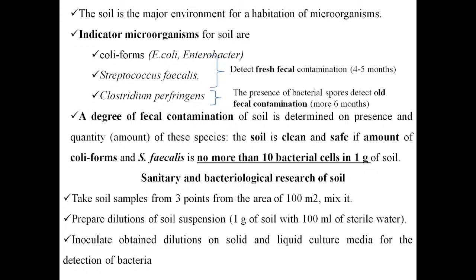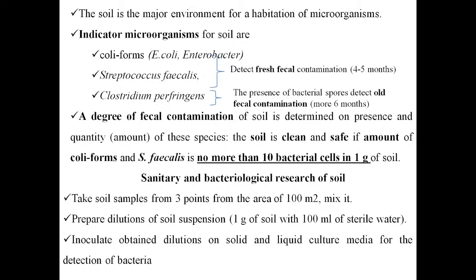How can we study bacteriological indicators, indicator microorganisms of soil? Firstly, we should take soil samples from 3 points from the area of 100 square meters and mix it. Three soil samples. Then we should prepare some dilutions of soil suspensions. We should take 1 gram of soil that we collected and mix it with 100 milliliters of sterile water. Sterile water is the water that is lacking any microorganisms. So we prepare dilution.